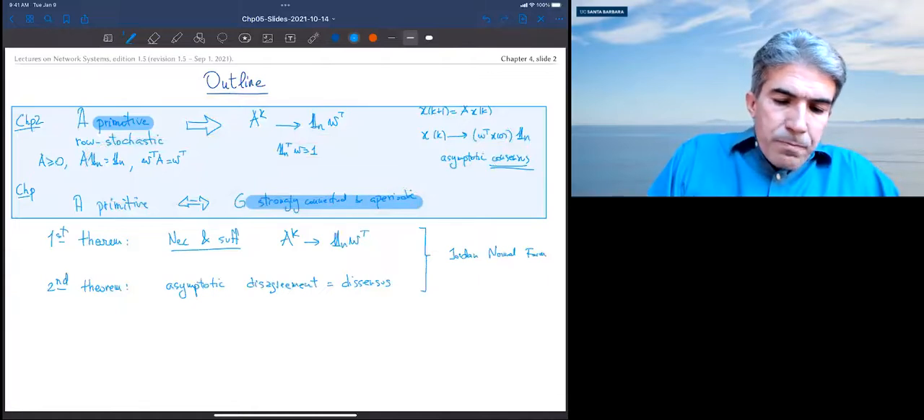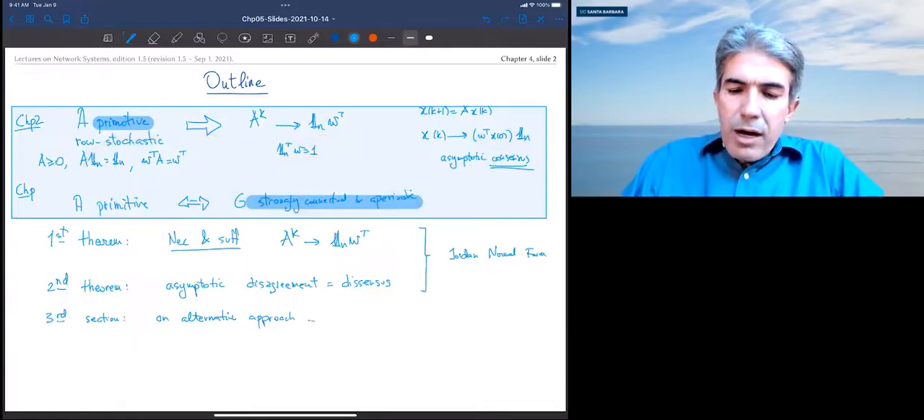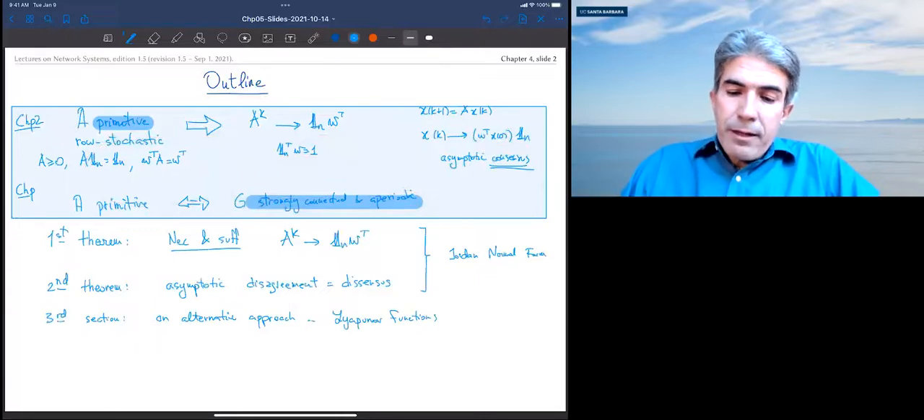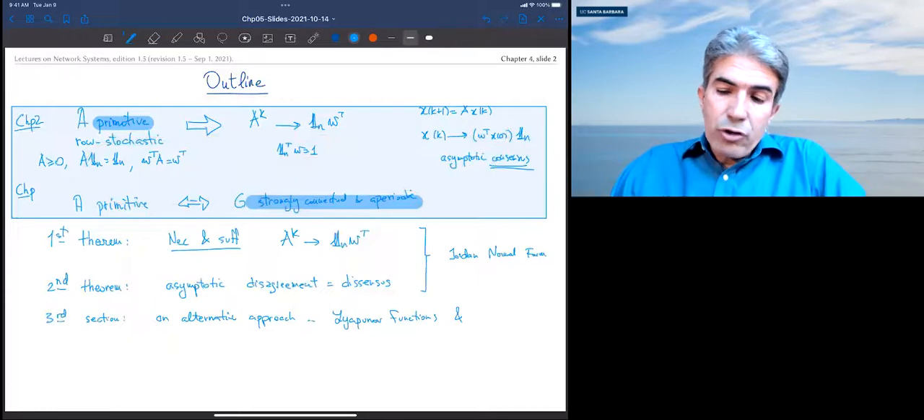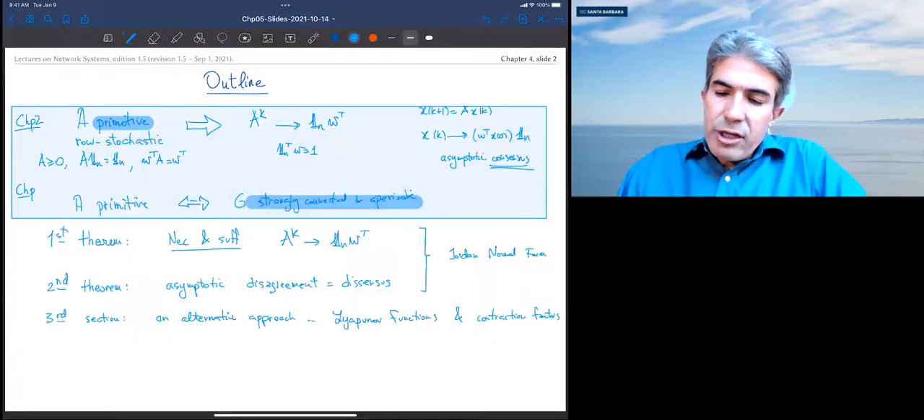I will then show you in a third section. I'm going to say section because I'll have multiple results. I'll show you an alternative approach whereby I will start to talk to you about something called Lyapunov functions. And in particular, I will talk to you about basically contraction factors, which are referred to in this literature as ergodicity coefficients.